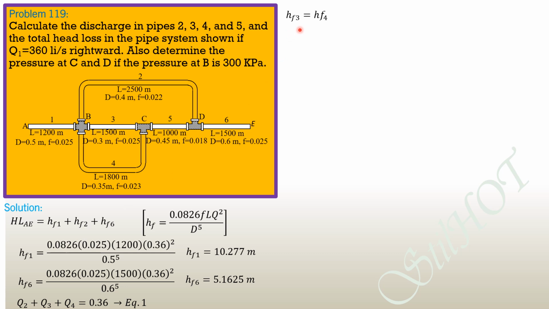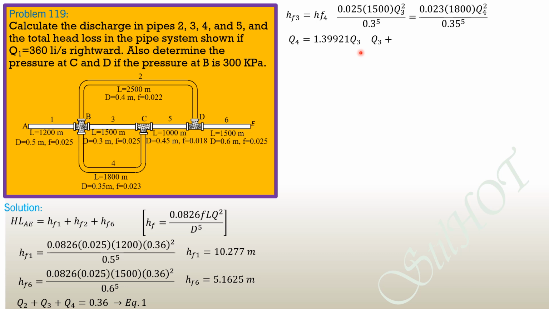0.0826 is common. I will not write 0.0826 anymore. We'll proceed to the friction factor. So 0.025 times 1500 Q3 squared divided by diameter 0.3 to the fifth equals 0.023 times 1800 Q4 squared over 0.35 for pipe 4 raised to 5. From there, we can express Q4 in terms of Q3, and Q4 is equal to 1.39921 of Q3.